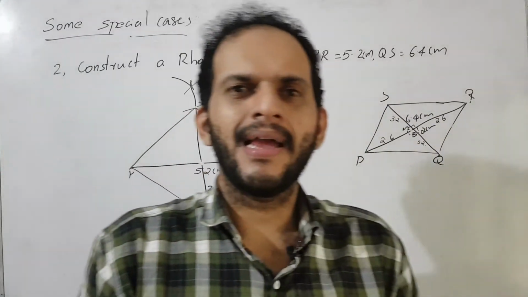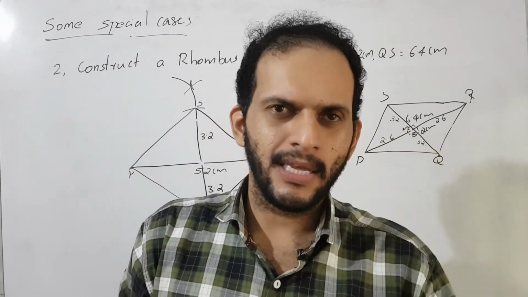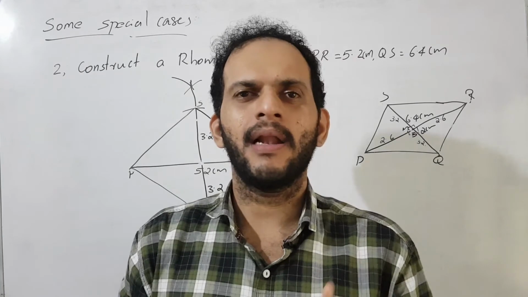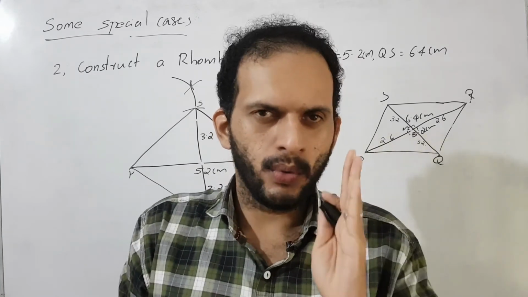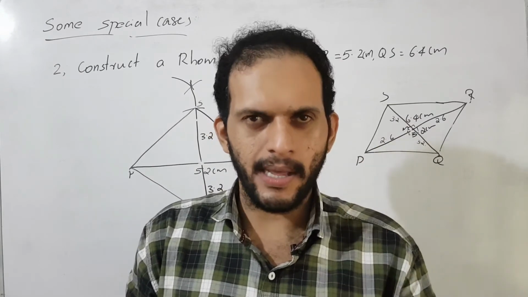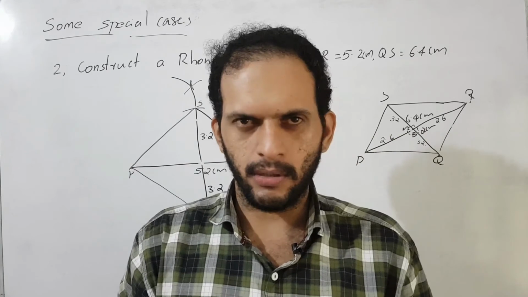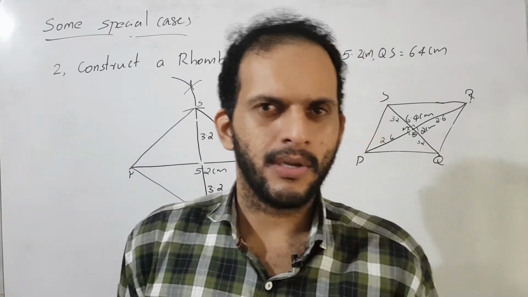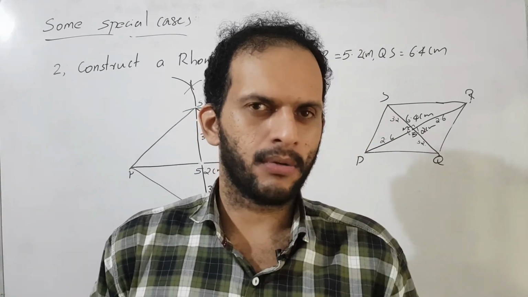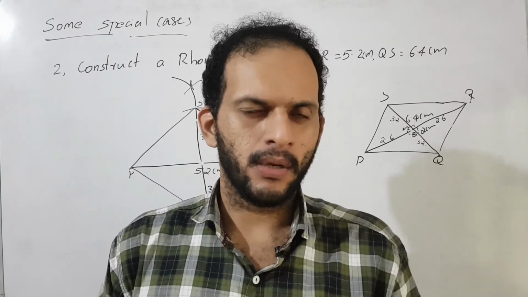Okay, this is an idea to construct a rhombus if we know the diagonals of the rhombus. For the given diagonals of the rhombus, we use the idea that diagonals perpendicularly bisect each other. Okay, this construction is an important construction, the construction of a rhombus if we get the diagonals of the rhombus.